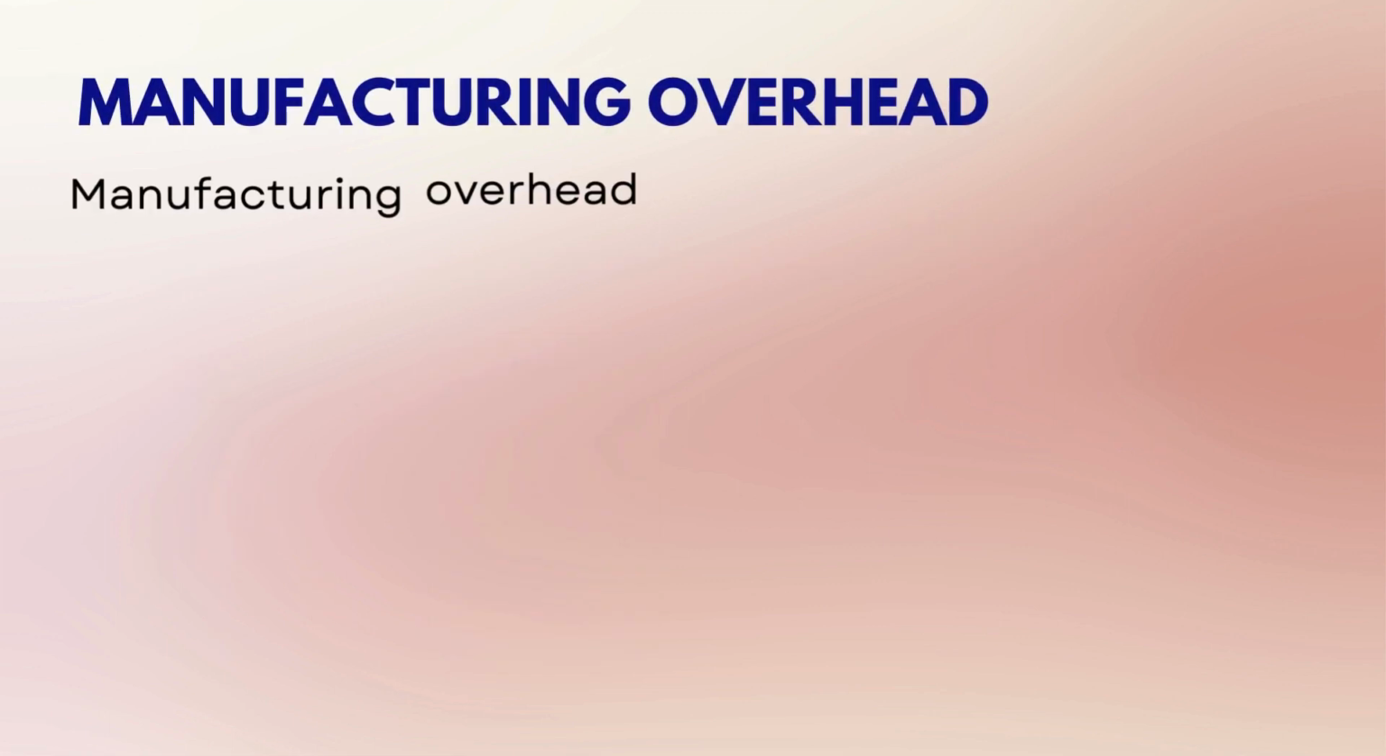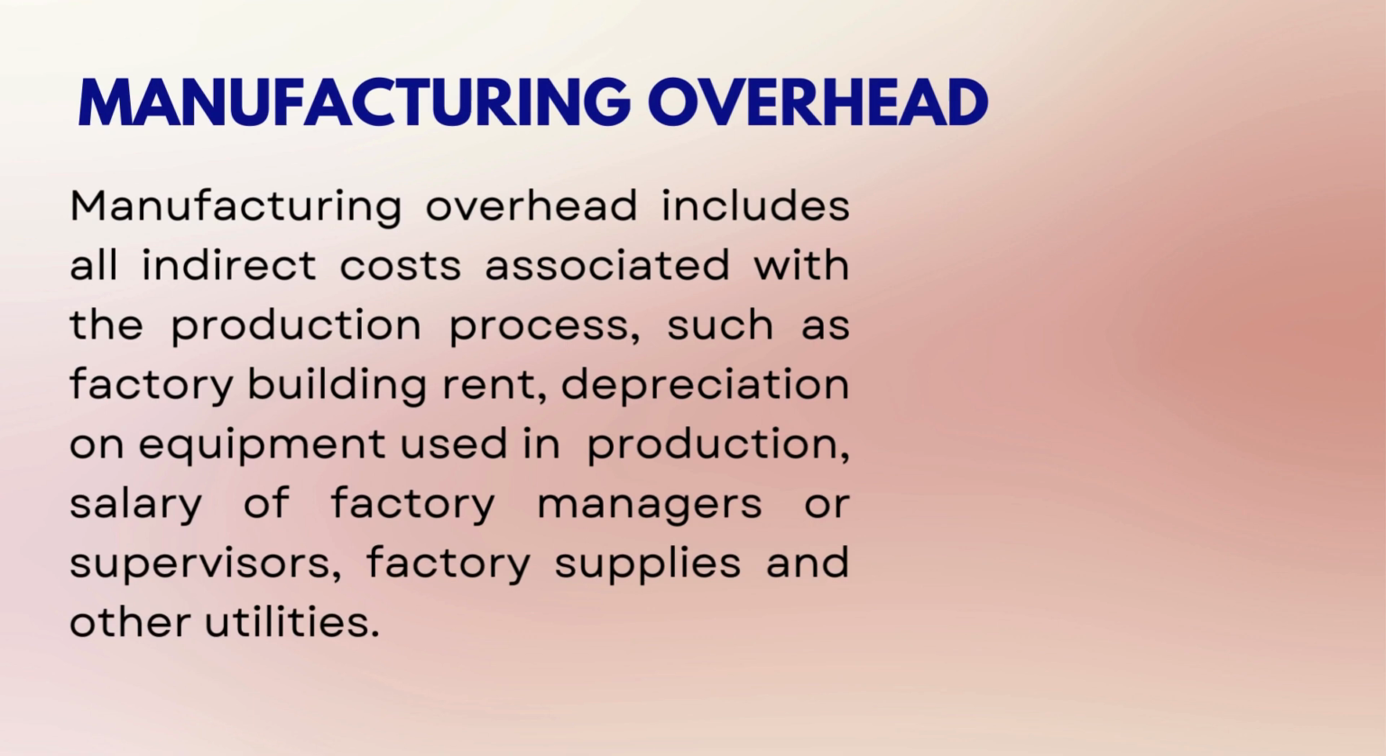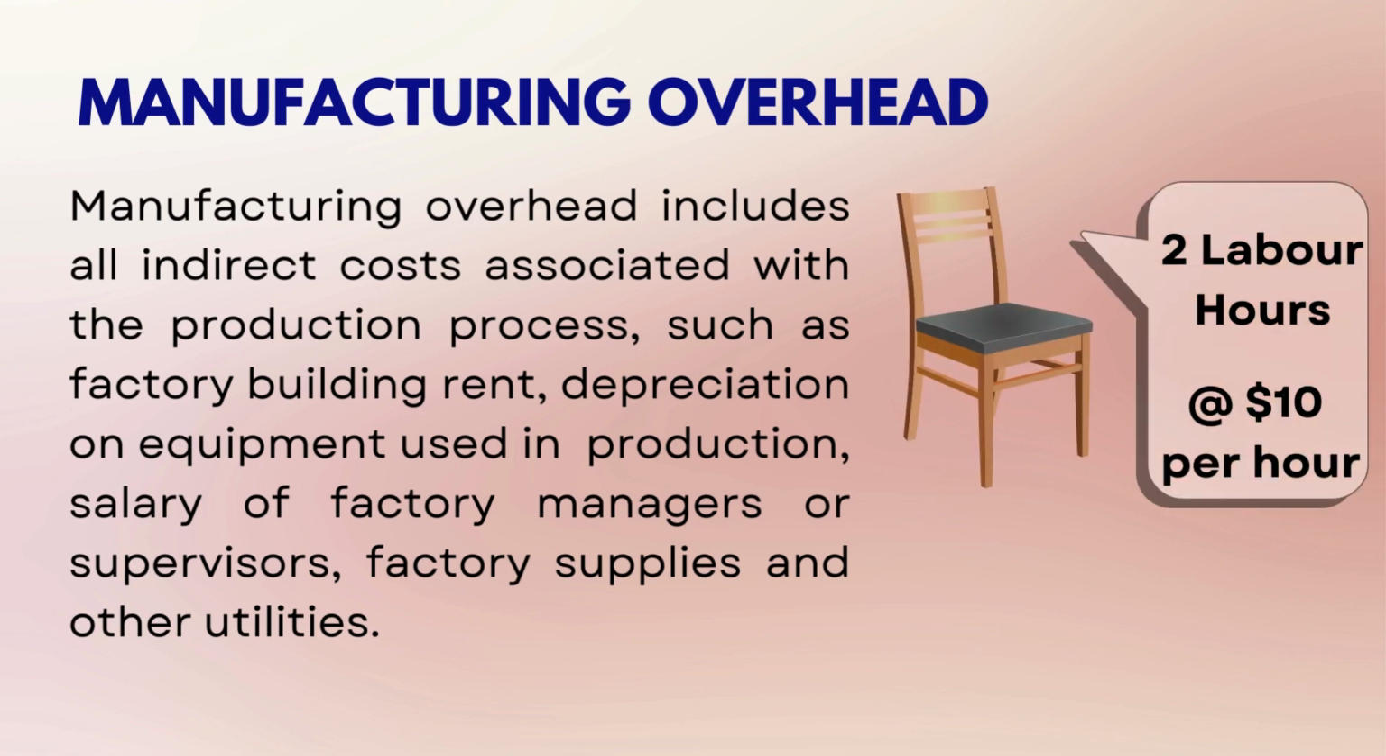Now, manufacturing overhead. Manufacturing overhead includes all indirect costs associated with the production process, such as factory building rent, depreciation on equipment used in production, salary of factory managers or supervisors, factory supplies, and other utilities. These costs are usually allocated based on predetermined overhead rate. For example, if 2 labor hours are required to make a chair at overhead rate of $10 per labor hour, the standard overhead cost would be 2 hours into $10 per hour equal to $20.